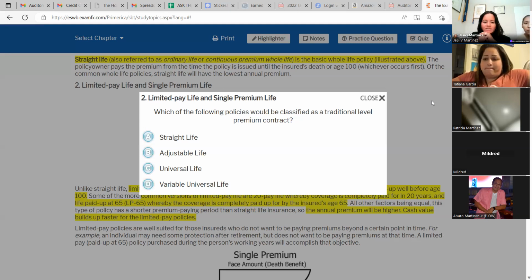Okay, so Ellie thinks it's straight life. So we have straight life, adjustable, universal, variable universal life. The question says, which of the following policies will be classified as traditional level premium contract? Traditional level premium. Remember that one, to be honest. Okay, so you want me to just try straight life? What she said. Or continuous premium whole life?